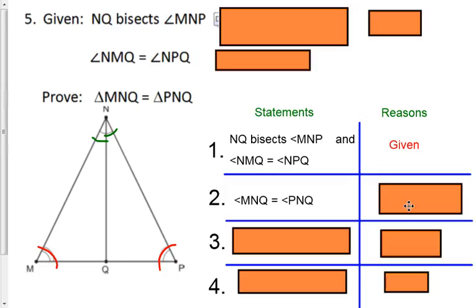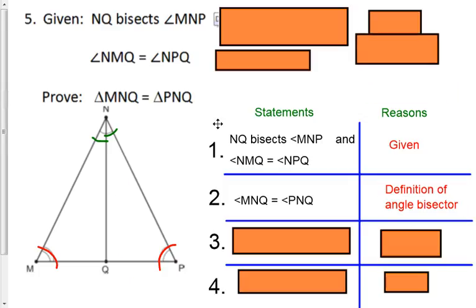And they kind of already drew that in for us. Why can we say that, or why were they able to draw that in? Well, that's the definition of an angle bisector. Here it told us that NQ bisects that angle, so it means that this angle equals this angle. So already, if we look at our triangles, we have two different angles. The red one and the green one are equal to the red one and the green one. So it looks like we're getting there. We're most of the way there.